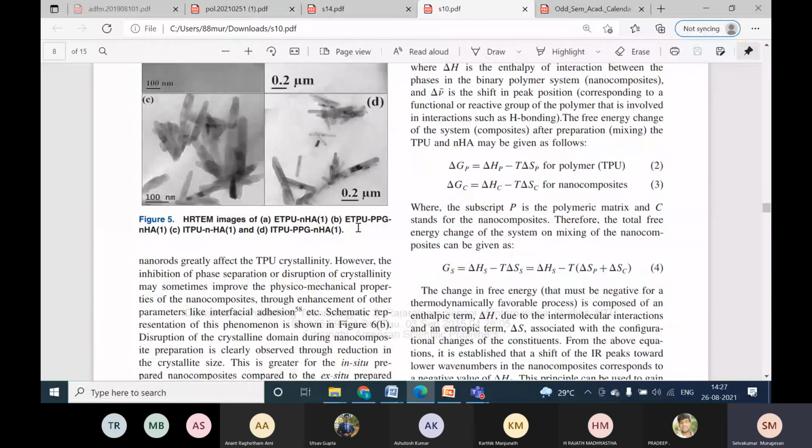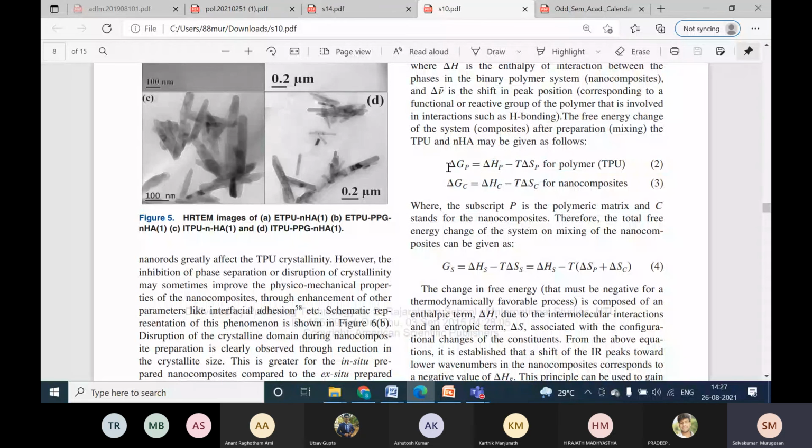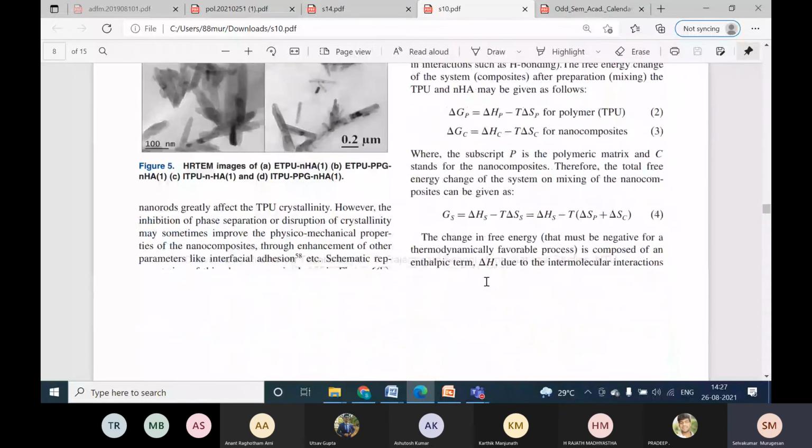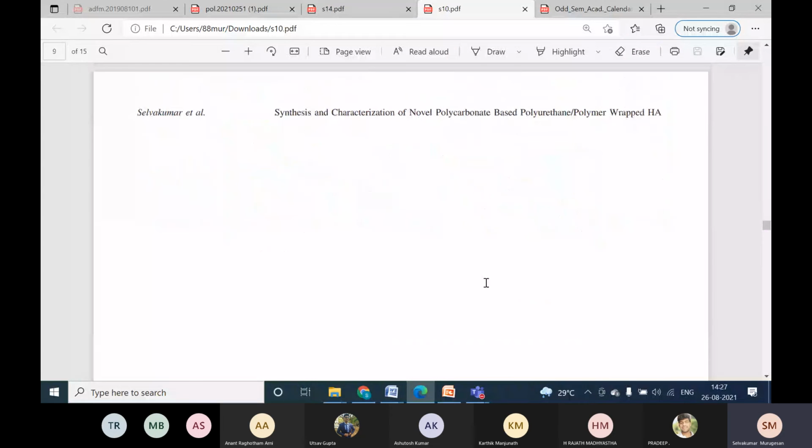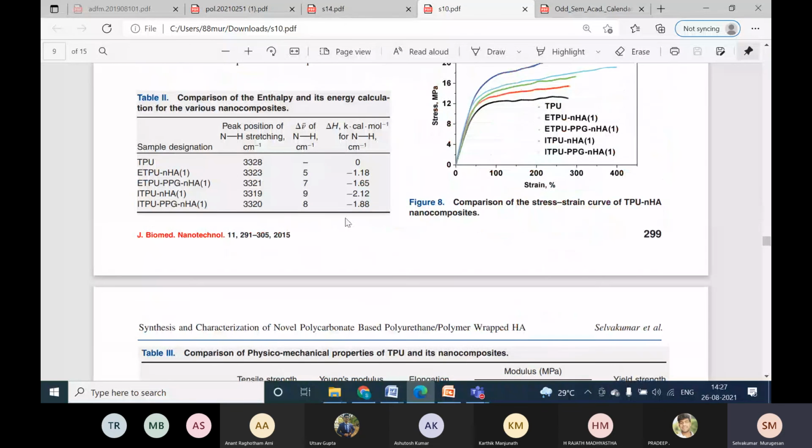Try to understand how the free energy is calculated, and once the free energy is calculated, how the delta H is calculated for the particular composite. And the tables, I have given the table here.